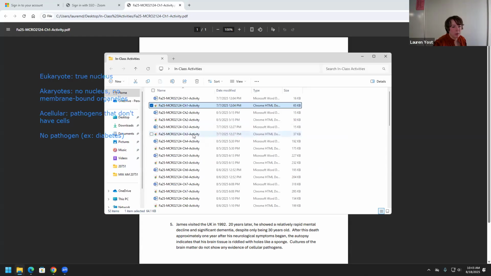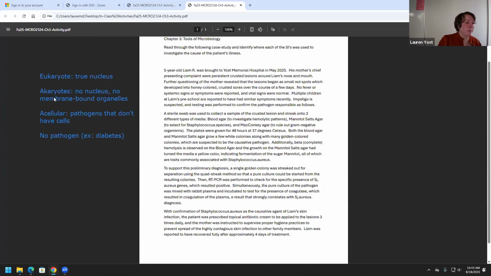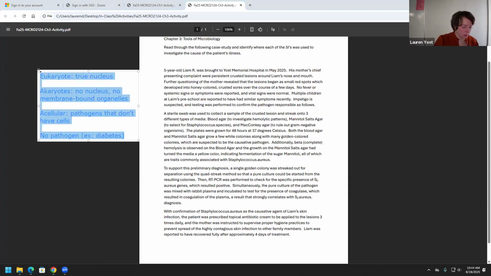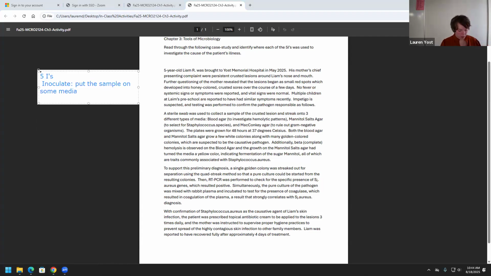Okay, really quick, chapter 3. This is asking us about the 5 I's. The 5 I's are inoculation: put the sample on some media. The next one is incubation: grow the sample. Whatever it needs, warmth, moisture, a certain amount of oxygen or no oxygen, whatever it needs to grow, that's the incubation step.